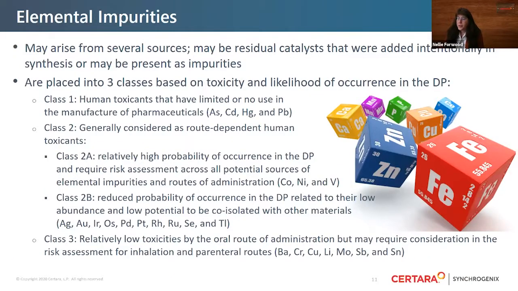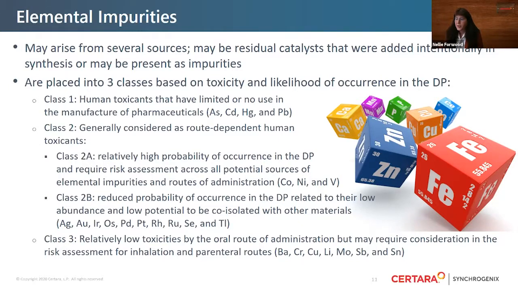Another type of impurity is elemental impurities. These may arise from several sources. They may be residual catalysts that were added intentionally in the synthesis process, or they may be present as impurities. They are also placed in three classes based on the toxicity and the likelihood of occurrence in the drug product. Class 1 are human toxicants that have limited or no use in the manufacture of pharmaceuticals.